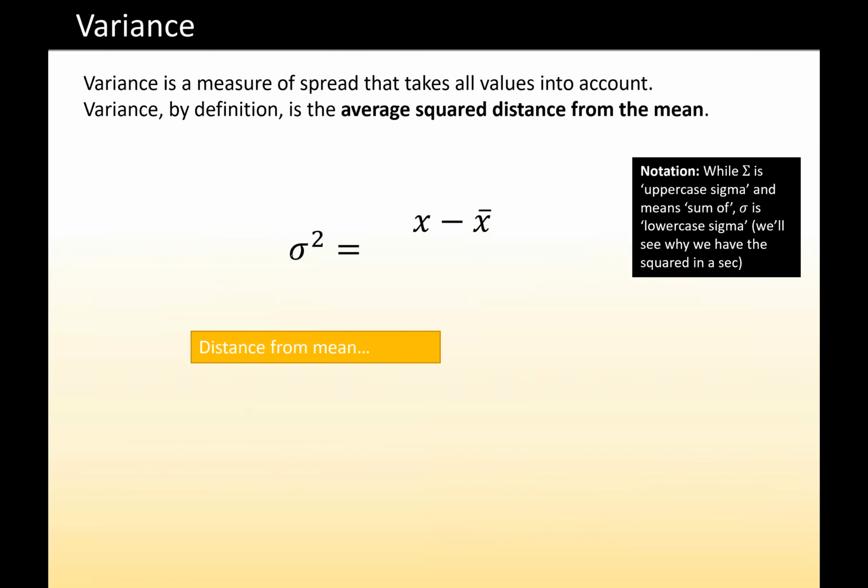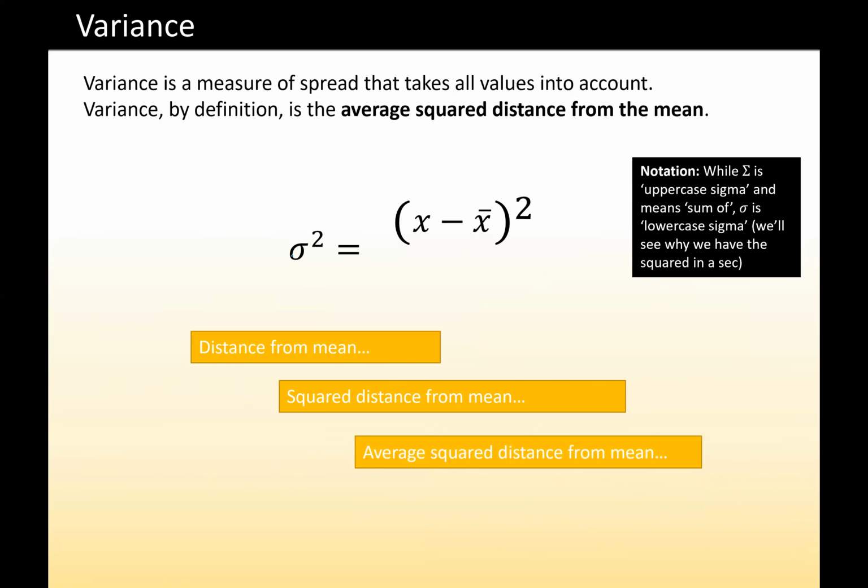So x subtract x bar, x take away the mean. So each value taken away the mean is going to be the distance from the mean. We want the squared distance from the mean, so we'll square it. Now we want the average, so we're going to add all those up for every single value and then divide it by n. So this is a formula for the variance, but it's a bit of a pain where we have to work through every single value every time.